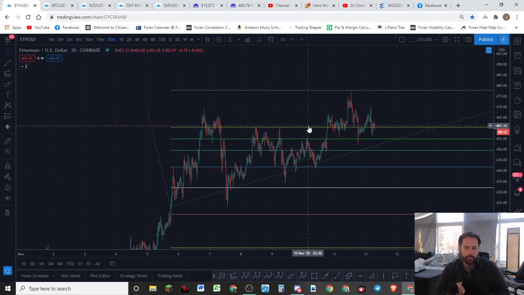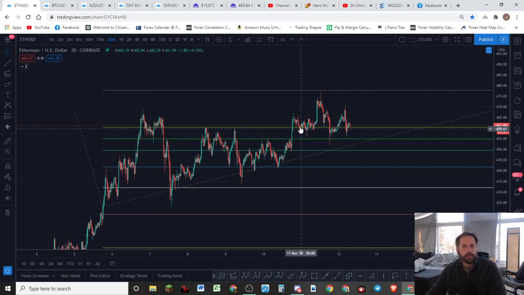A triangle comes in the fourth wave, a B wave, or an X wave. So if it's in the fourth wave, there's only a fifth wave to come. If it's an X wave, there's only the Y wave to come. If it's in the B wave, there's only the C wave to come. So we understand that.